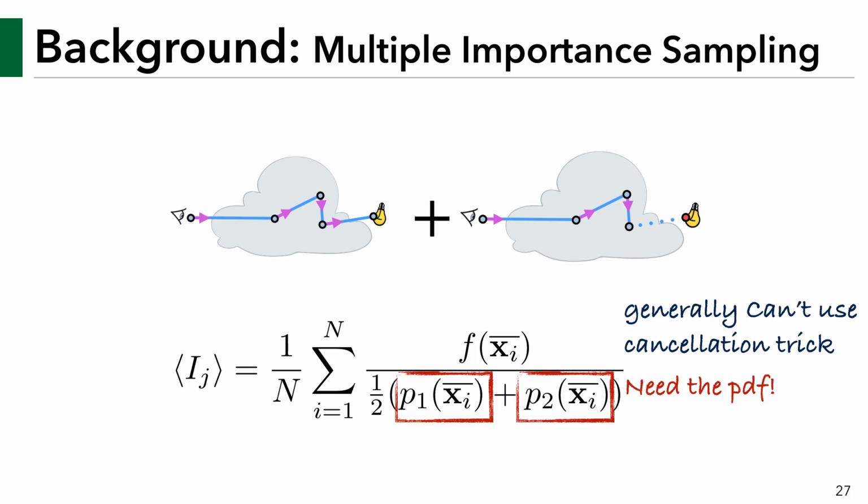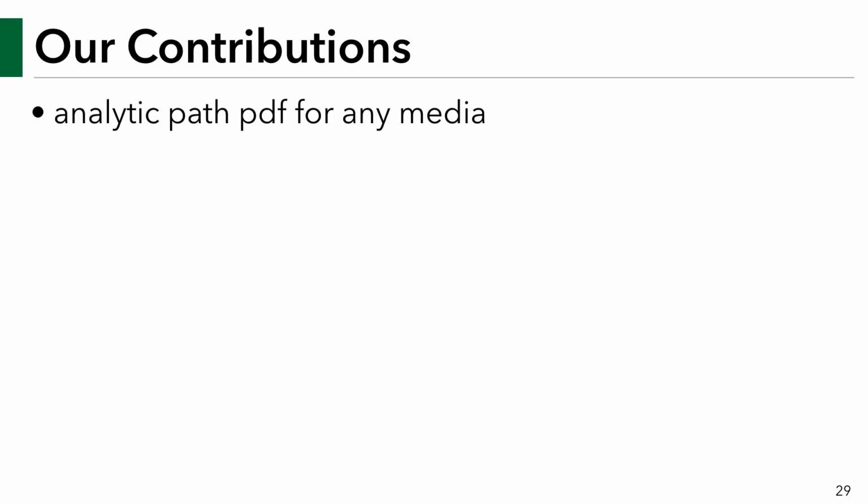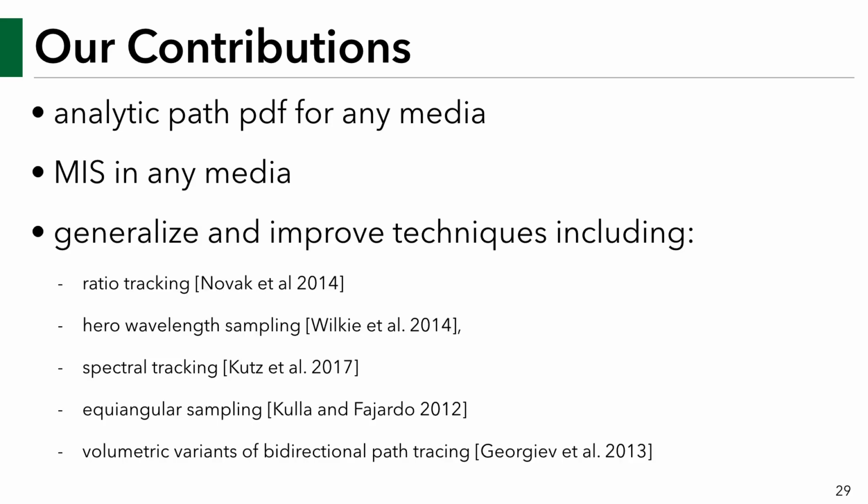In order to reap the full benefits of MIS, we need to be able to calculate the PDF of sampled paths. For the past 20 plus years, MIS has been a major contributing factor to the adoption of path tracing for surface rendering in production settings, and our goal in this talk is to find a way to bring this powerful tool to unbiased volumetric rendering without any major limitations. We accomplish this through the introduction of an unbiased analytic path PDF in spatially varying media. And we use this path PDF to enable MIS in spatially and spectrally varying media. This lets us generalize and improve several existing techniques.